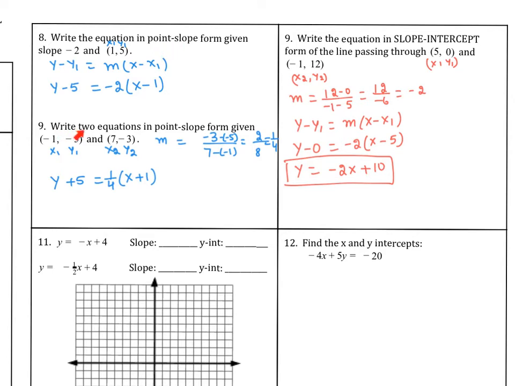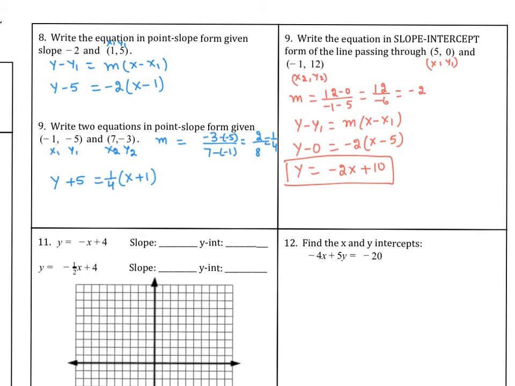For number 9, you're going to find the point slope form, but in this case, the m is not given, meaning the slope is not given. So you have to apply the formula y2 minus y1 over x2 minus x1 to find the slope first. So negative 3 minus negative 5 divided by 7 minus negative 1.